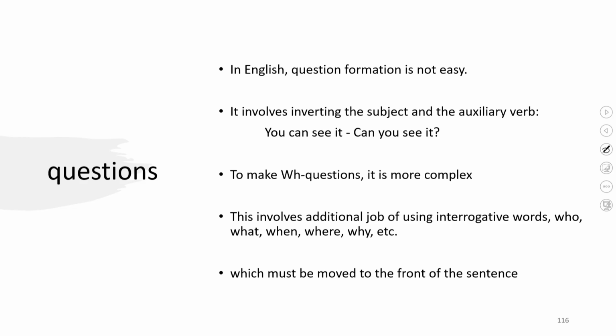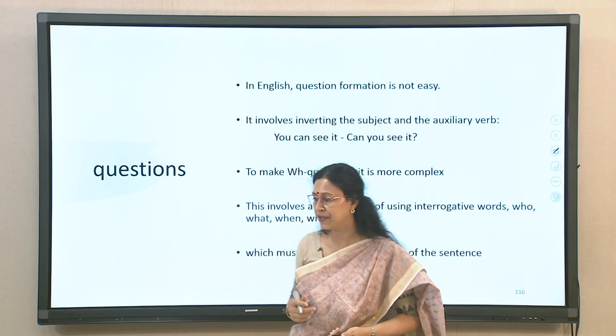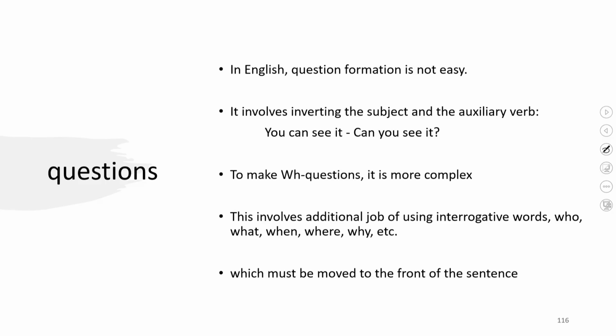So, in English, question formation is not easy. What it means is that it involves inverting the subject and the auxiliary verb. So, for example, from a sentence like you can see it to can you see it. The can comes before and the you follows it. So, there is an inversion happening between the auxiliary and the subject. This is an important thing that is part of English, and this is the important part of creating a question.